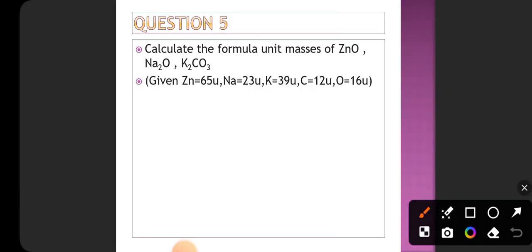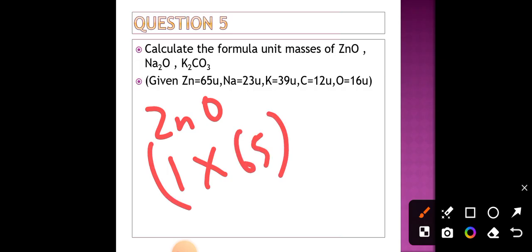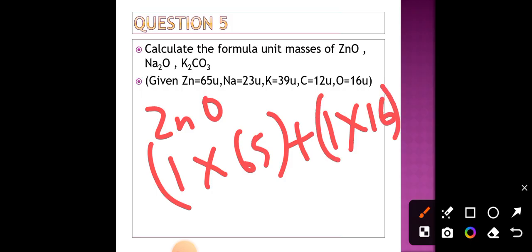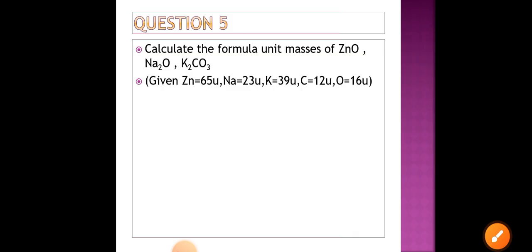Okay, now let's solve one of the questions. Zinc oxide. What's the number of atoms of zinc present? 1. And what's the atomic mass of zinc? 65. Plus how many atoms of oxygen are present? 1 into what's the atomic mass of oxygen? 16. So now 65 plus 16, 81. 81 U is the formula unit mass of zinc oxide. Okay, it's just like that. We can solve the other problems also.